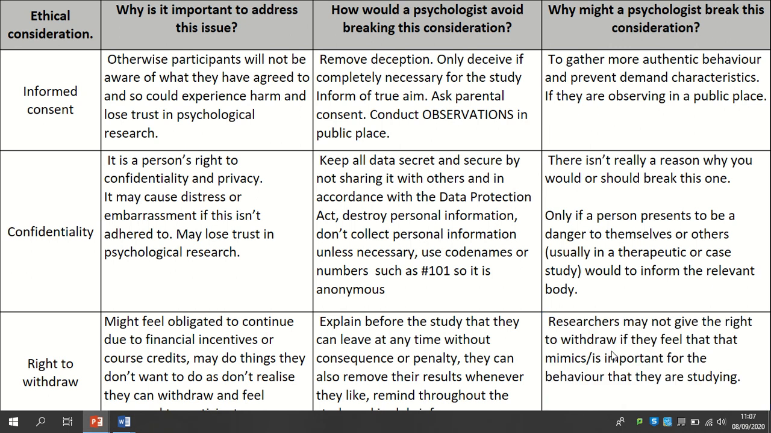Because researchers may not give the right to withdraw if they feel that it is important for the behaviour that they are studying. Basically, they might not give somebody the right to withdraw because they feel like the participant they've got at that time is really important to the study of this behaviour. So say, for example, it was a mental health patient and you were looking at something in mental health, you might find that this participant's really, really interesting and you really want to study them, so you might not give them the right to withdraw.